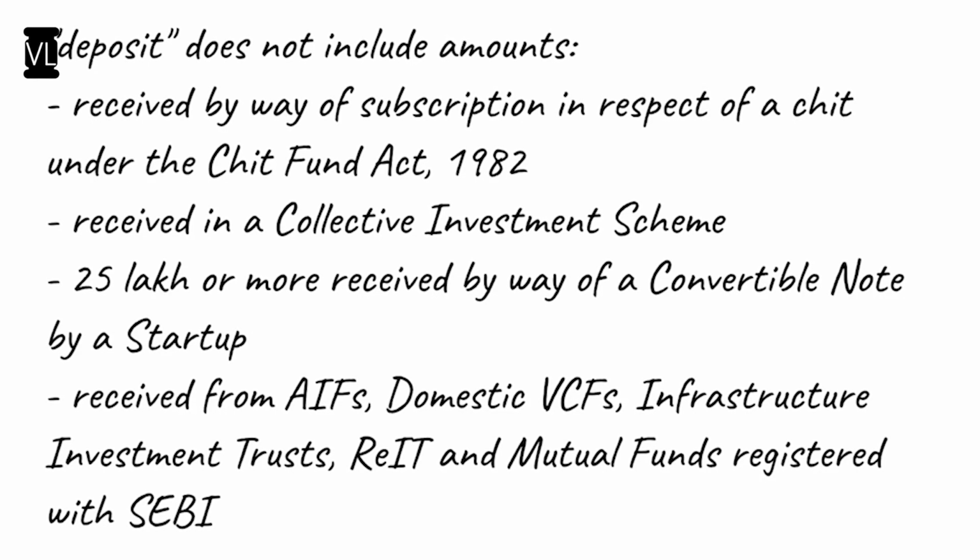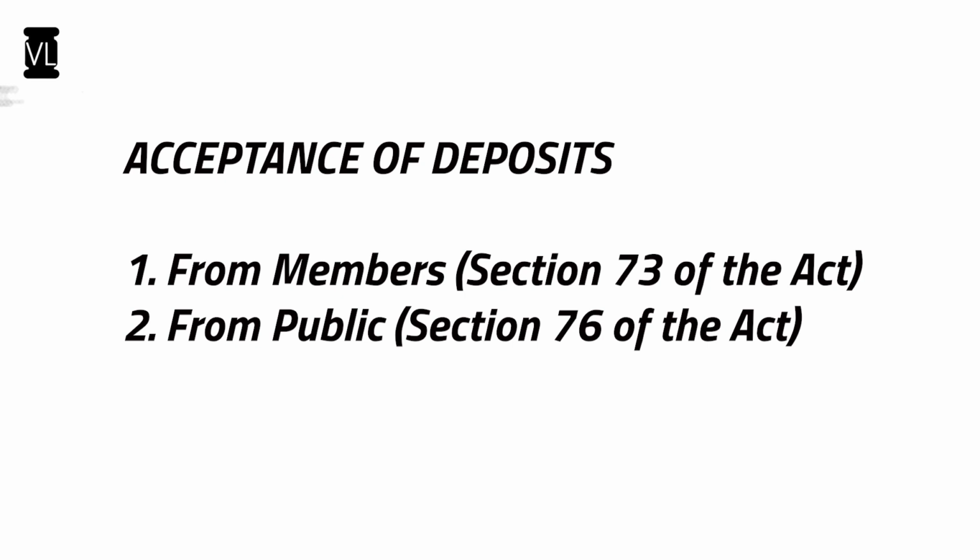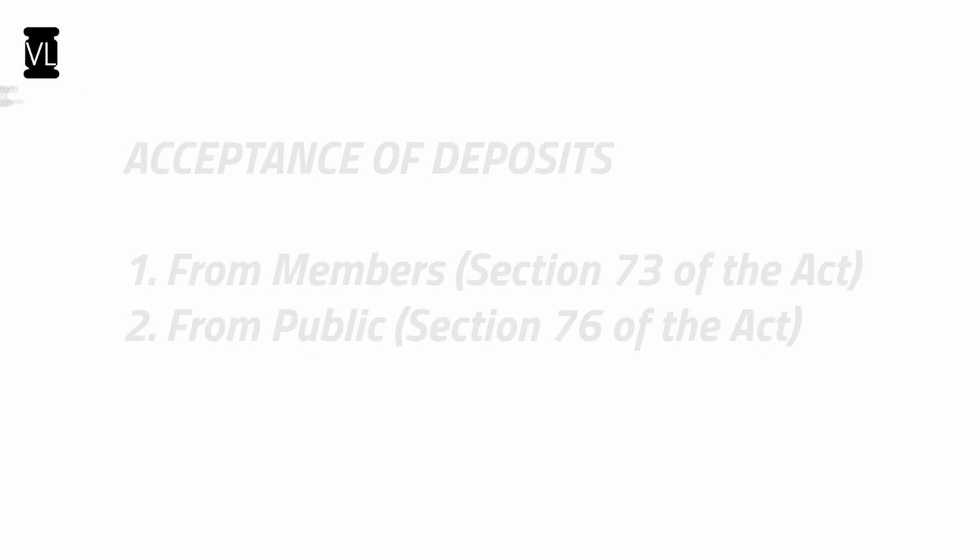However, where a receipt of money by a company does not fall under any of these exclusions, such an amount shall be deemed to be a deposit and the compliances required under 73 or 76 shall be complied with. Deposits may be accepted either from members or from the public. However, the general rule is that deposits from the public are prohibited. But we'll look into how such deposits can be accepted from the public.